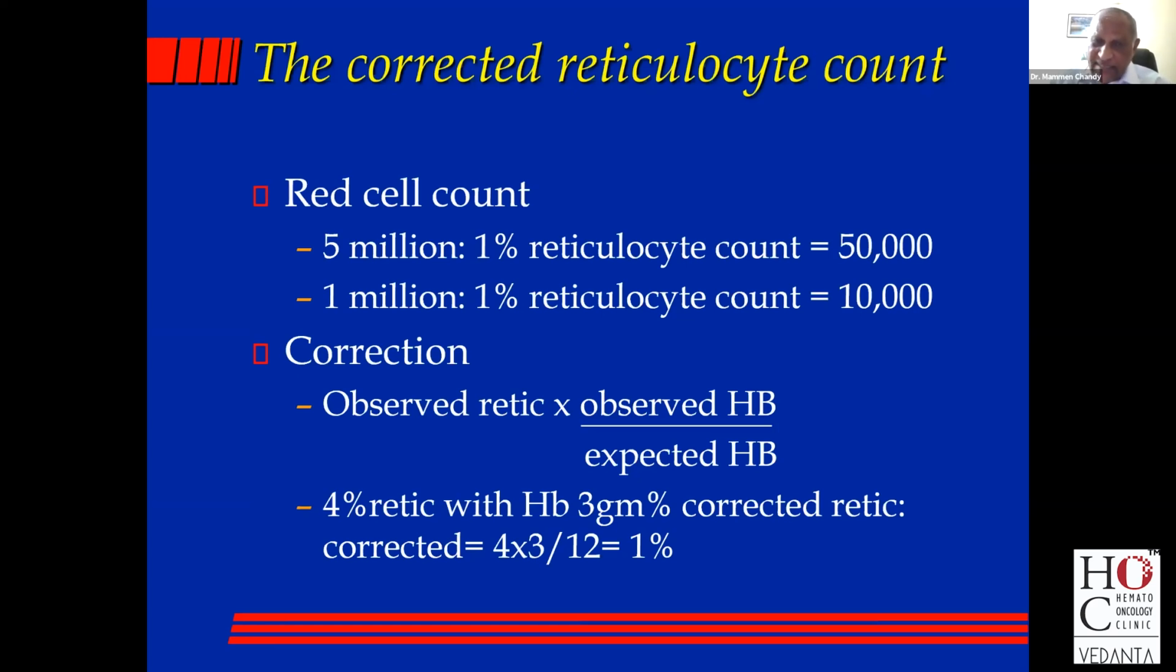Now another way is to correct the reticulocyte count. You take the value you've got, multiply it by the observed hemoglobin divided by the expected hemoglobin. So a 4% retic with a Hb of 3 gets corrected: 4 into 3 by 12, which is 1%, which means that for a 3-gram hemoglobin, a 1% retic is low, and it means that the bone marrow is not responding appropriately to the anemia.